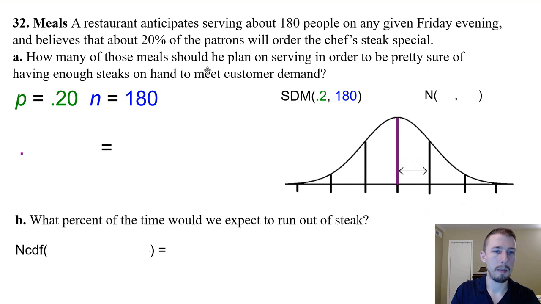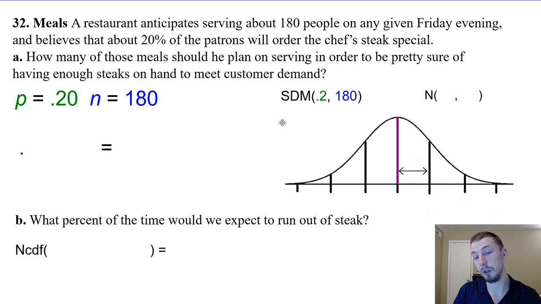So being pretty sure means we're going to go within 2 standard deviations, because we would expect 95% of the time to be within 2 standard deviations. So I want to go 2 standard deviations to the right in order to make sure that I have enough. And it would be pretty unusual for anything to have more than 2 standard deviations from what I expect.